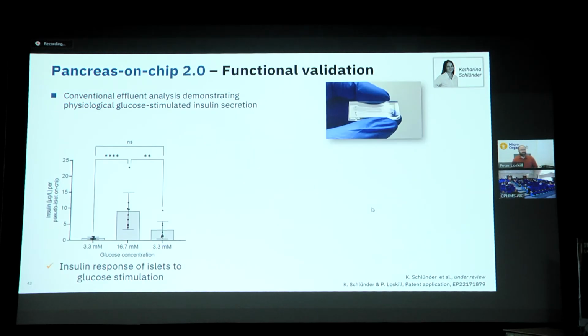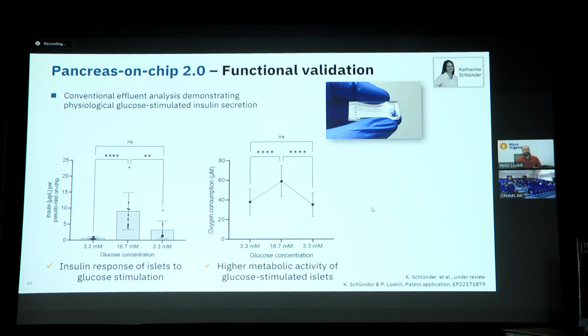The other approach we used is, again, to use oxygen monitoring. So we have the insulin response of the islet to glucose stimulation, and then we used oxygen sensors in the system to also look at the oxygen consumption at different glucose levels. And we could also here see the effect of the stimulation with a higher glucose level.